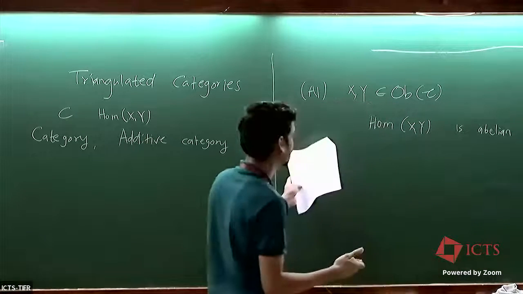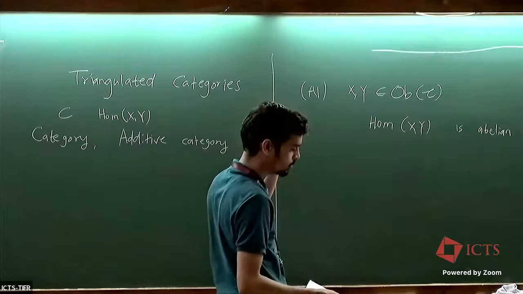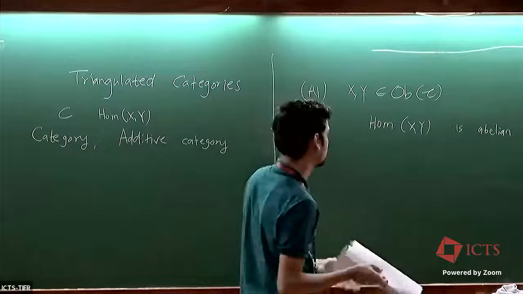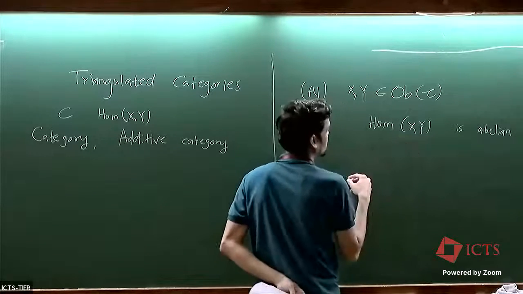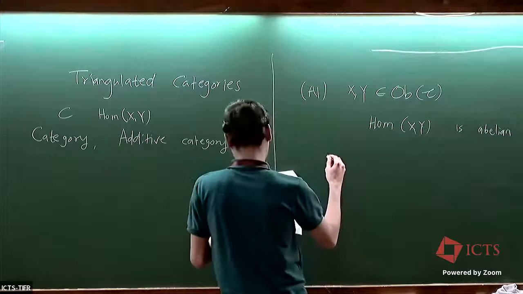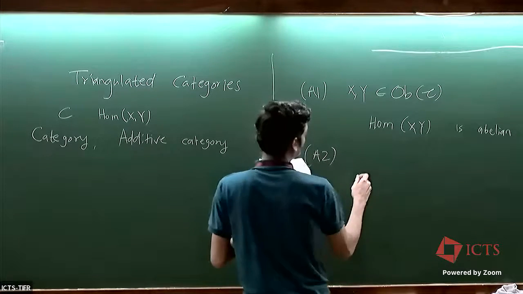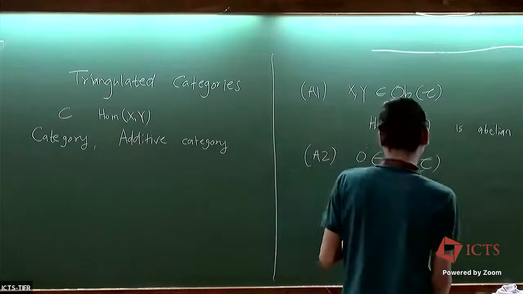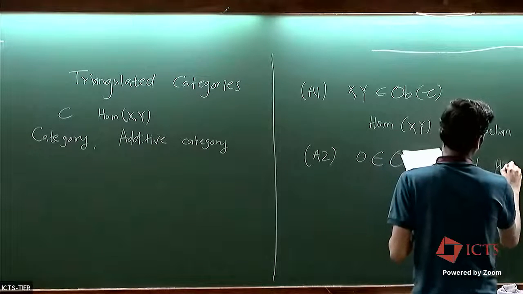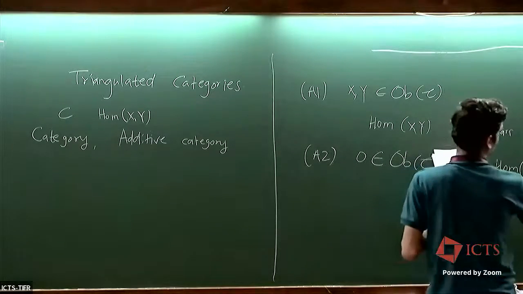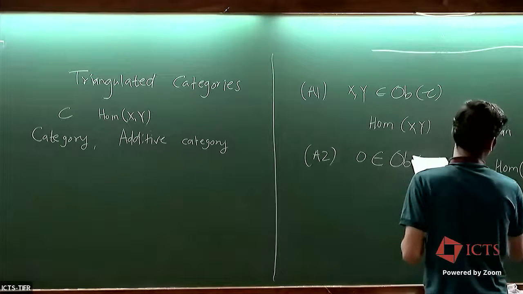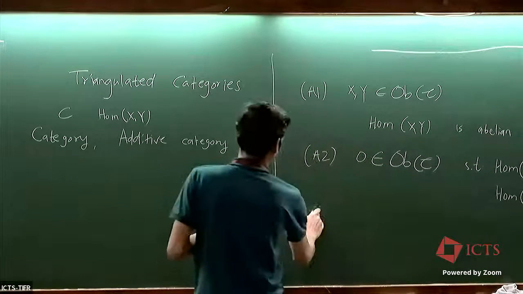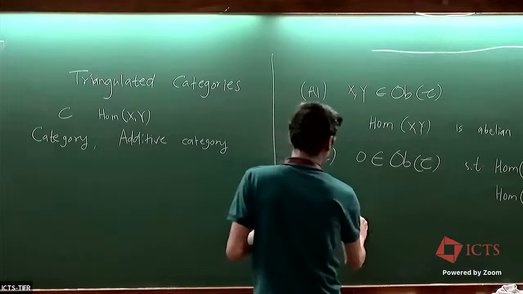I would suggest that you can always think at the back of your mind that we are working over the category of modules over some ring, a commutative ring with unity. So Hom should be an abelian group. Then the second axiom is that there should exist a special object called a zero object, such that Homs from zero to any other object should be the zero group, and Homs into the zero object should be the zero group.